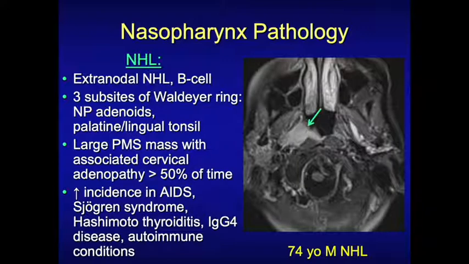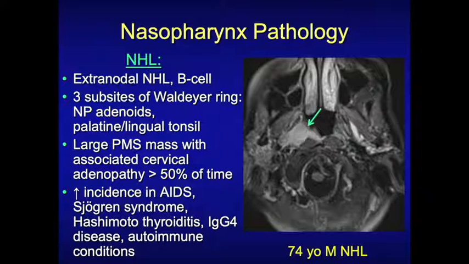And these occur because there are three subsites of Waldeyer's lymphatic ring within the pharynx. At the level of the nasopharynx, we have the adenoids, and then at the level of the oropharynx, we have the palatine and lingual tonsils. These non-Hodgkin's lymphomas typically present as large pharyngeal mucosal masses with associated cervical lymphadenopathy about 50% of the time. There's a higher incidence in AIDS patients, patients with Sjogren's, Hashimoto's, IgG4 disease, as well as autoimmune conditions.